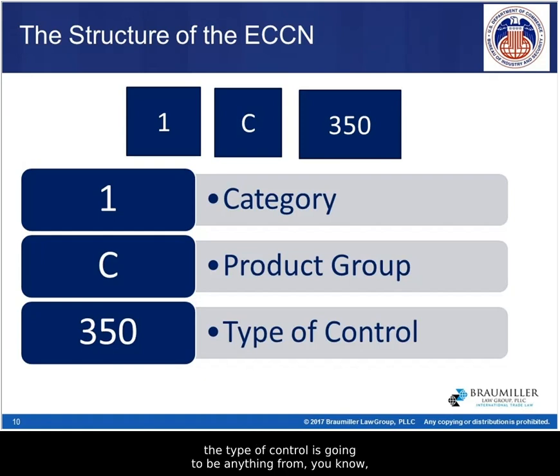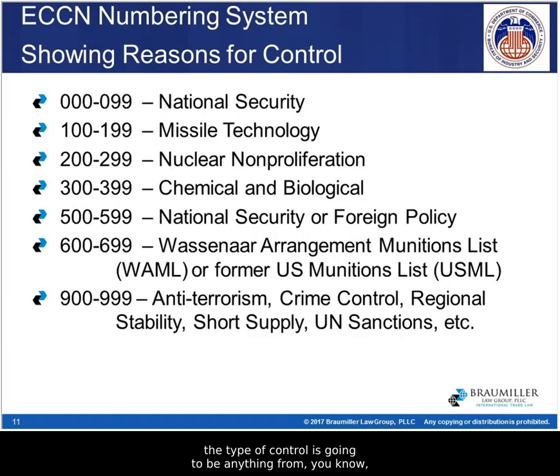The type of control is going to be anything from national security, missile technology, nuclear non-proliferation, chemical and biological. So you can see how the last 3 digits determine what the reason for control is. The 000 to 099 is going to be a national security control. 350 in this instance is going to be a chemical and biological control. You also have your 500 series, so 500 to 599 are national security for foreign policy, and 600 to 699 are Wassenaar Arrangement munitions list control.